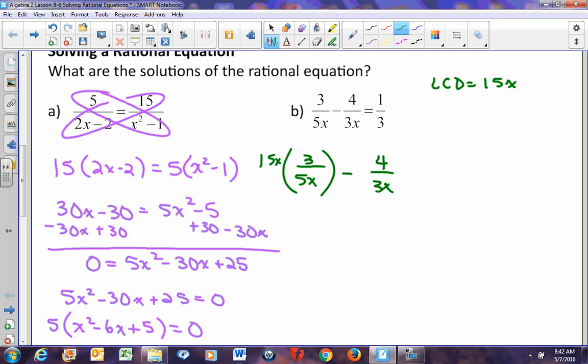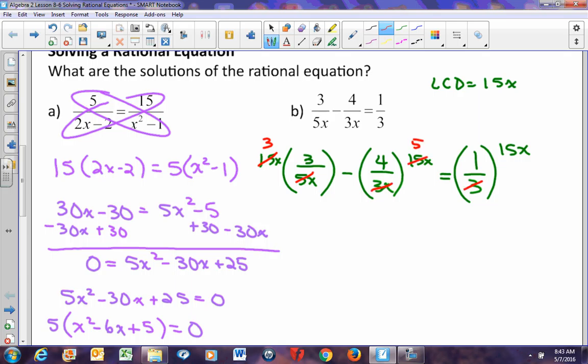And I rewrite it so that I can see it nice and neat. Everything has to be multiplied by the least common denominator. All parts of the equation. Because now I look at it and I say, what can I cancel out? 5x goes into 15x 3 times. 3x goes into 15x 5 times. 3 goes into 15 5 times. Now I canceled everything out.